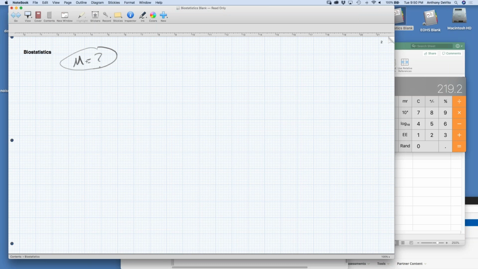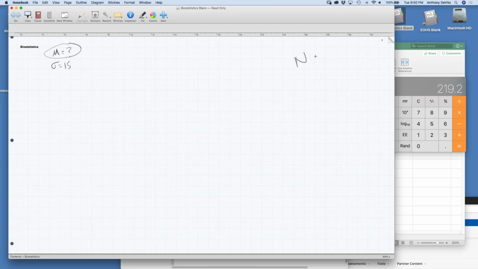I'm going to start out with the assumption that we don't know what the mean is, but we do know that the standard deviation is equal to 15. Okay, so the central limit theorem tells us that if we take repeated samples of size n from this population, then the standard error of your repeated samples, in other words, your new distribution made up from repeating the samples over and over again, is going to be equal to the standard deviation of the population over the square root of the sample size.